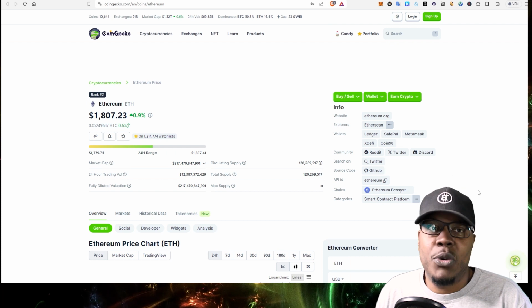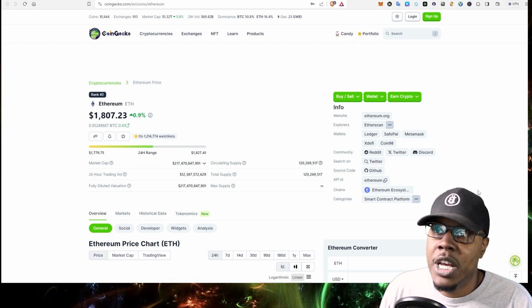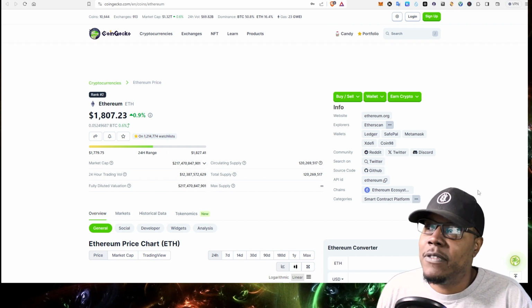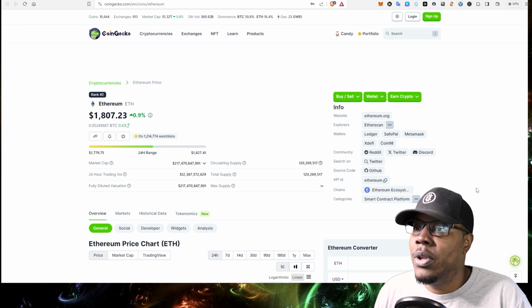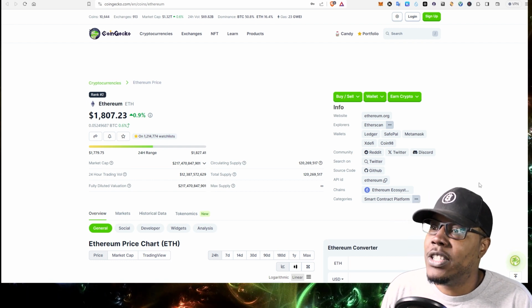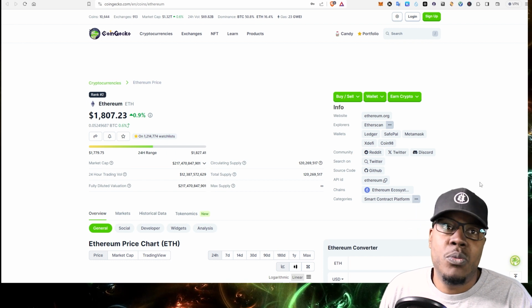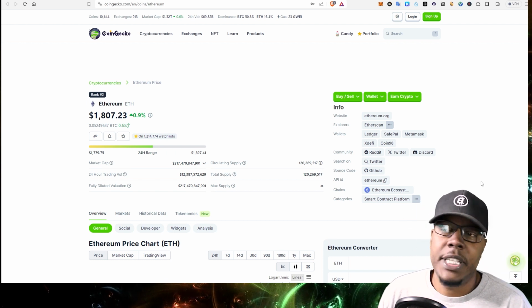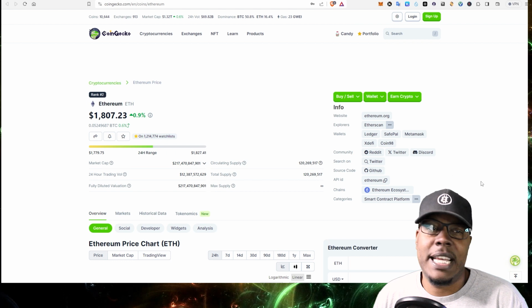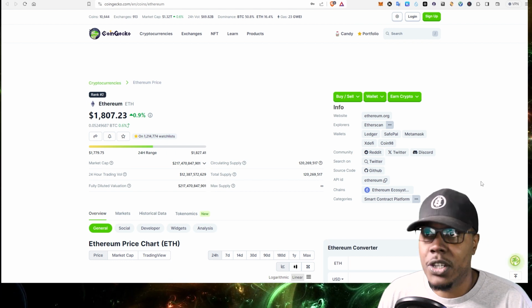The more layer 2s, the more applications we have built on those layer 2s, the more ETH is going to have to be bridged over to those layer 2s. I love it. So ETH ain't going nowhere. A lot of things got to fail for ETH to go somewhere.